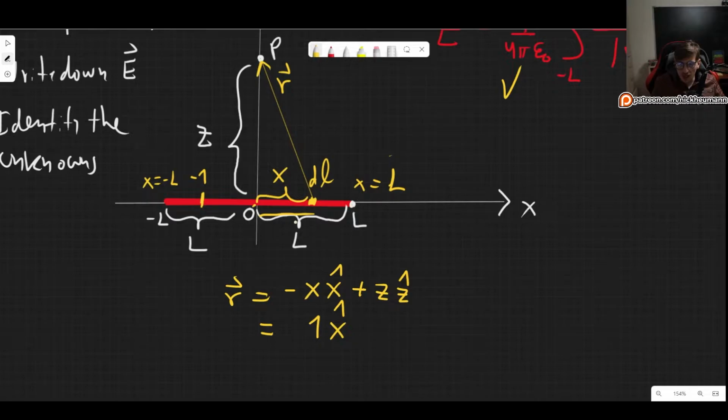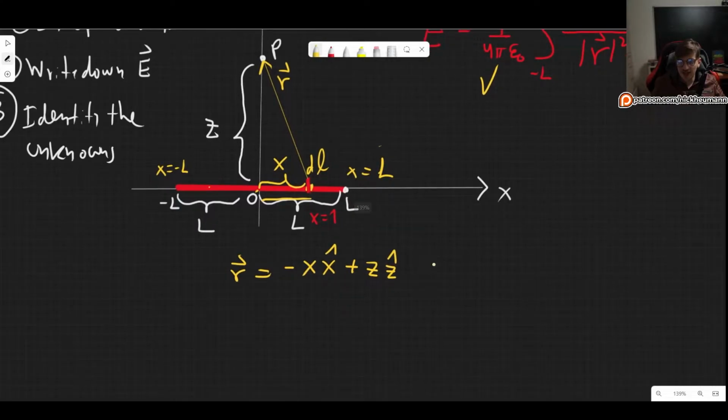And maybe we can check this as well. What if we are at x equals 1 instead of minus 1, right? So what if this point right there, where x equals 1? Well, in that case, we need to walk minus 1 in the x hat direction, and that also is correct. So there we go. That is how we write down the r vector. As you can see, it is the same as in the previous case, in example 1 in the previous video, except that this time, instead of being L, it is x.